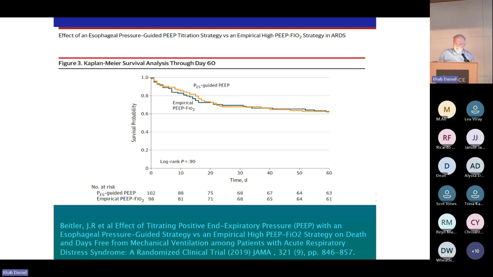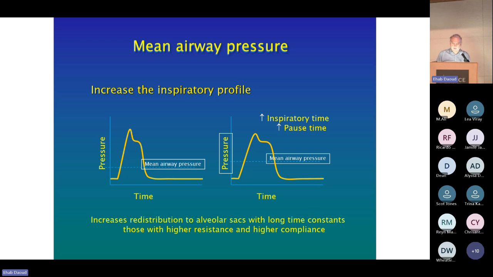We've tried to use esophageal balloons to titrate PEEP, and this latest study by Briel and others using esophageal balloons showed no difference in outcome.